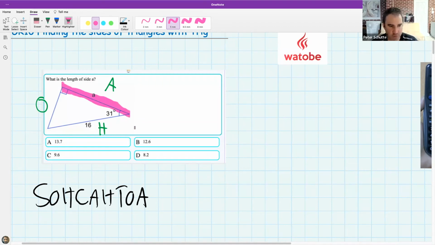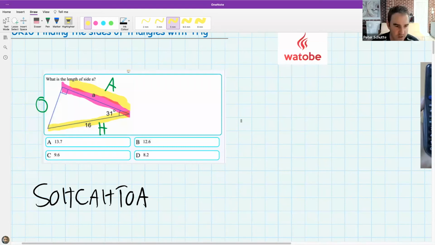See if you can do that. And if you've forgotten, it's completely fine, but I'll give you one hint. You know it's going to involve 16. And you know it's going to involve this length over here. And so what trig ratio involves an A and an H?